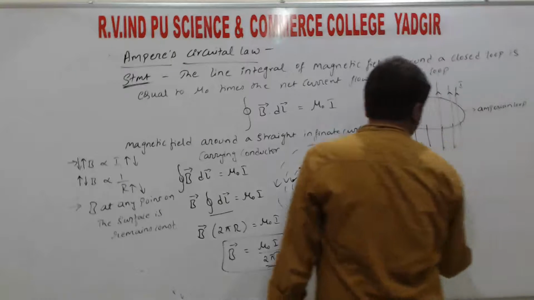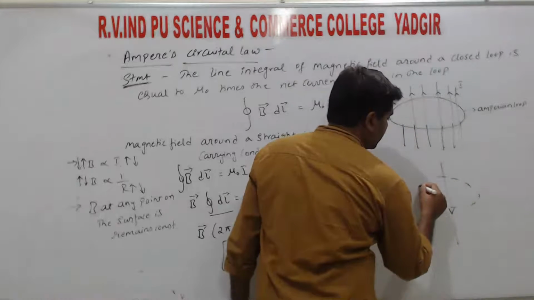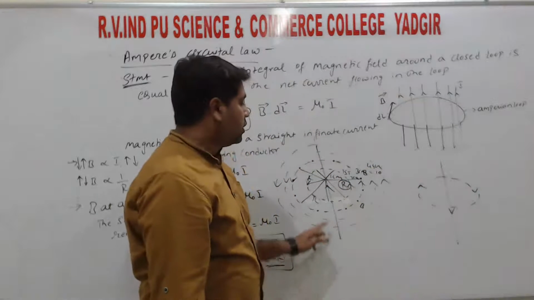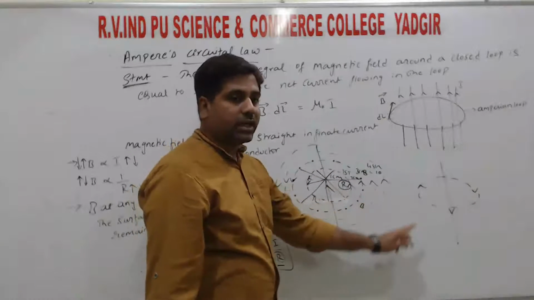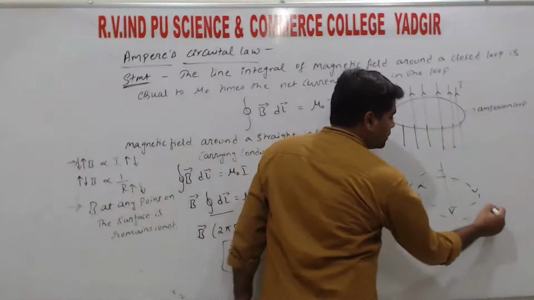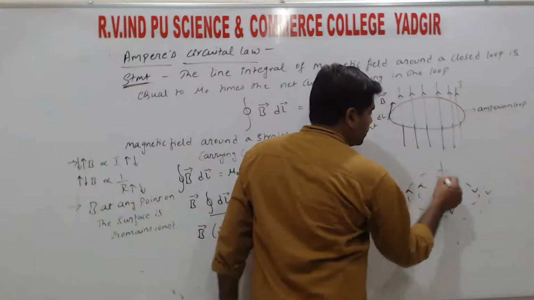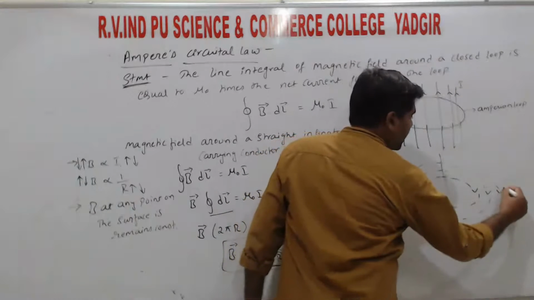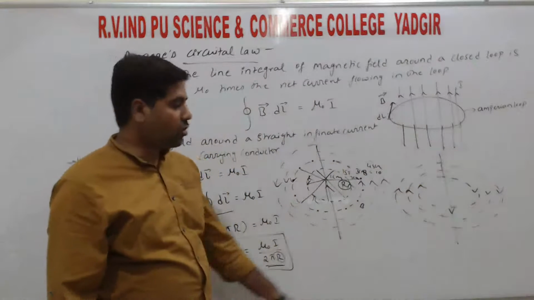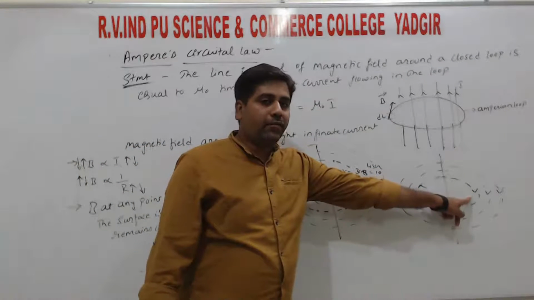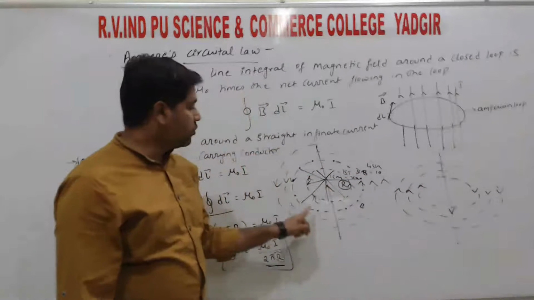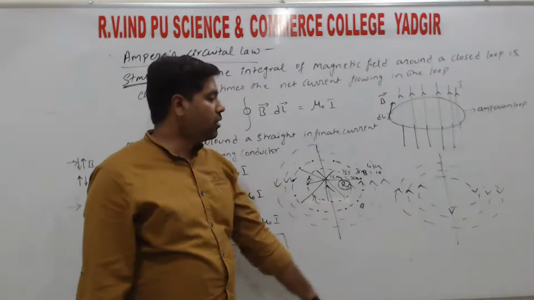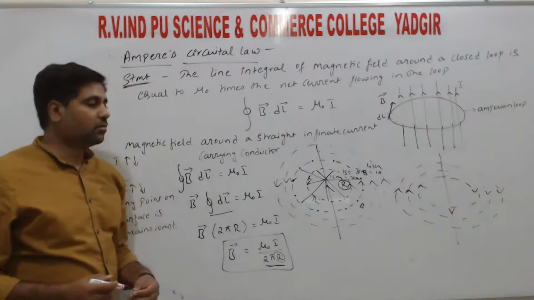That means the magnetic field flows in the clockwise direction, right? So here the direction changes. Again here also we are getting the same concentric circles, like this, but in the opposite direction. So if the current direction changes, the magnetic field direction also changes. If here it is anti clockwise, here we get the magnetic field in the clockwise direction, right?